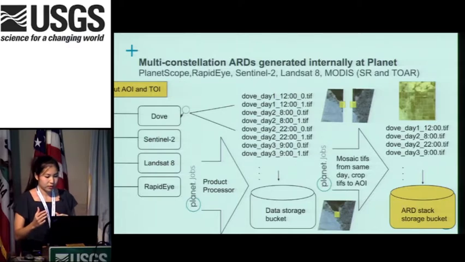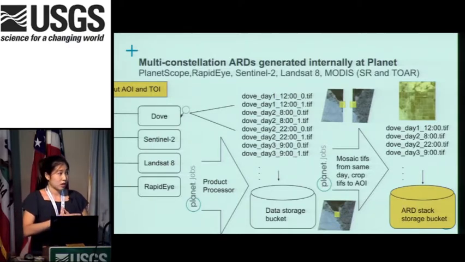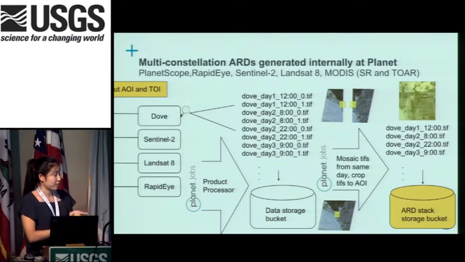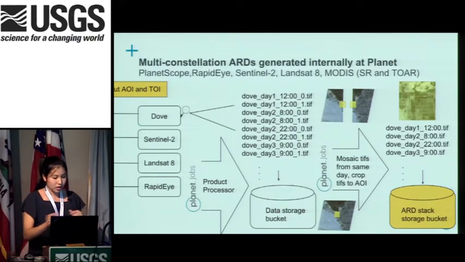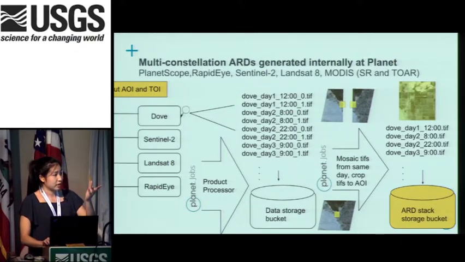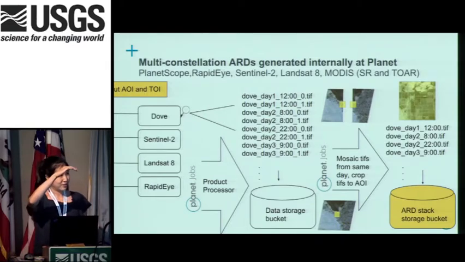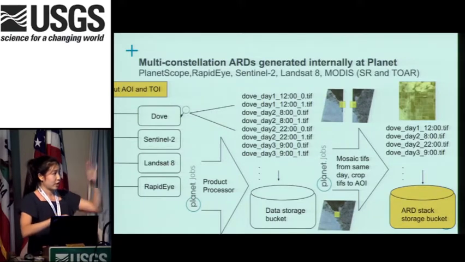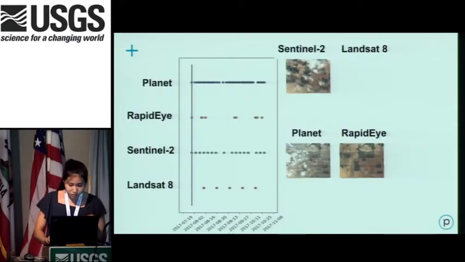So basically this module will take in a single search parameter with the AOI, TOI, the list of products like surface reflectance, top of atmosphere reflectance, and then the constellation list, and then kick it off on the parallel compute system and basically return a big stack of data that gets put into a storage bucket. So it's just my AOI with all the different constellations and products for a time period.